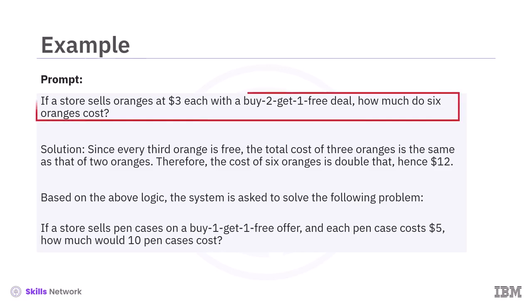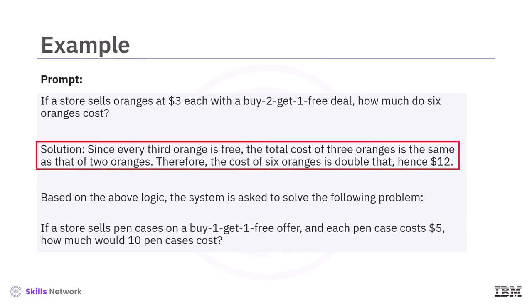The sample problem is about a store that sells oranges at $3 each with a buy two get one free offer. The solution walks through the steps by recognizing that every third orange is free, so the cost of 3 oranges is the same as paying for 2. Extend that logic. 6 oranges would cost the same as 4, which comes to $12.